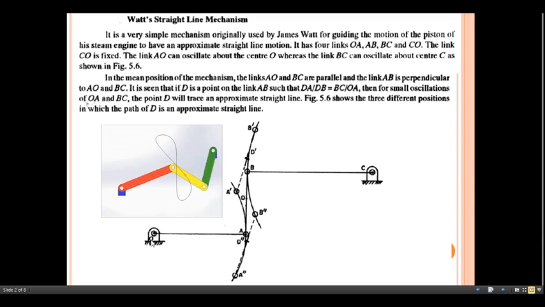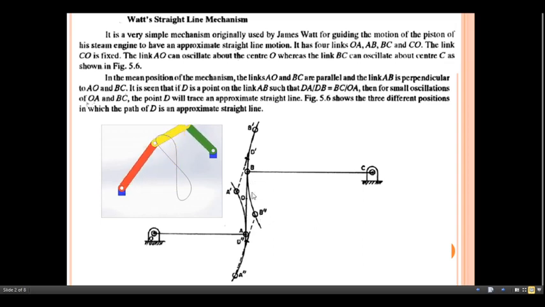Now slowly, when the displacement is given to this link OA in the opposite direction, the displacement of point A takes place from A to A double dash. At the same time, D is shifted to D double dash, and B is shifted to B double dash. In this way, you get the next position of the same mechanism.